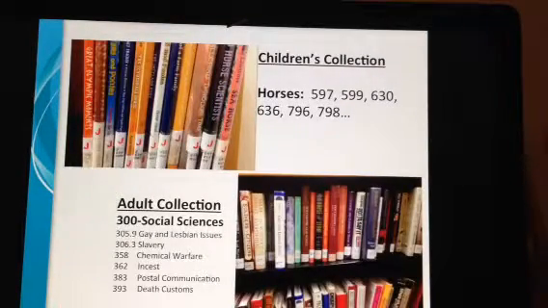Here's some pictures to illustrate that point. Here's a children's collection. If children wanted to find out more about horses or learn about horses, they'd have to be browsing and finding books from the 500s to the high 700s. And the adult collection, the 300s, are those social sciences. And you can see the list of categories that are included there. They don't necessarily go together, but that's where they fit with Dewey.